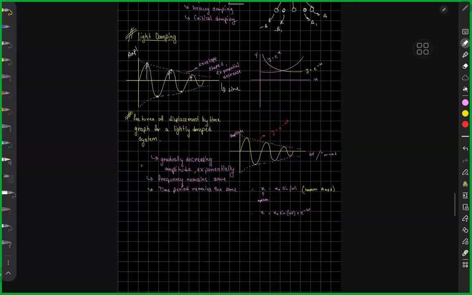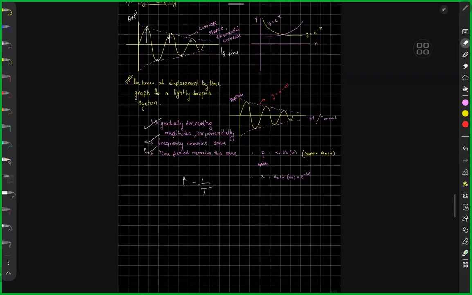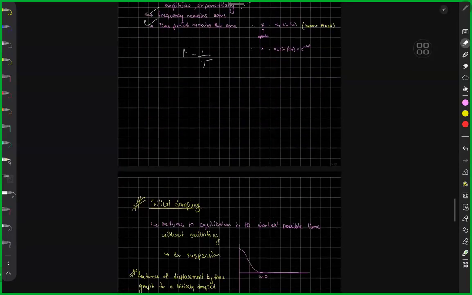Now, this done. If frequency remains same, time period also remains same because it is one by time period, right? So vice versa, both are the same thing.